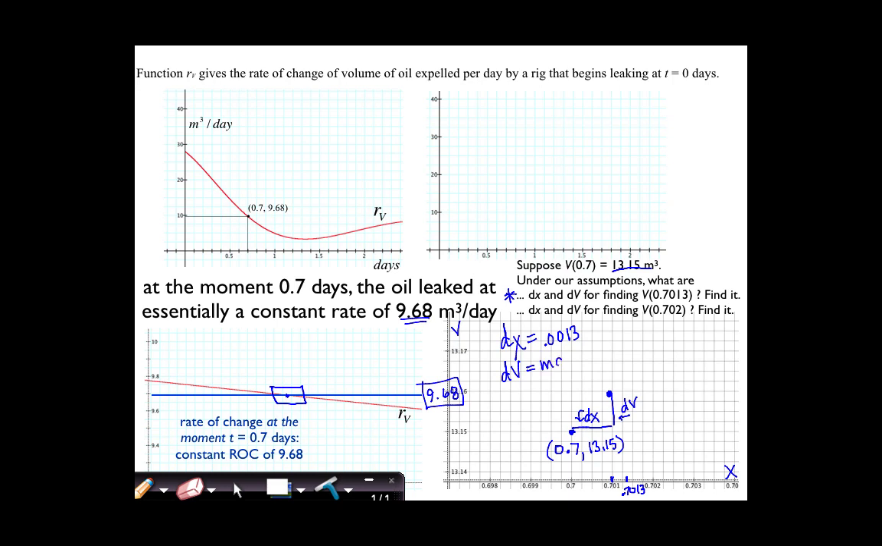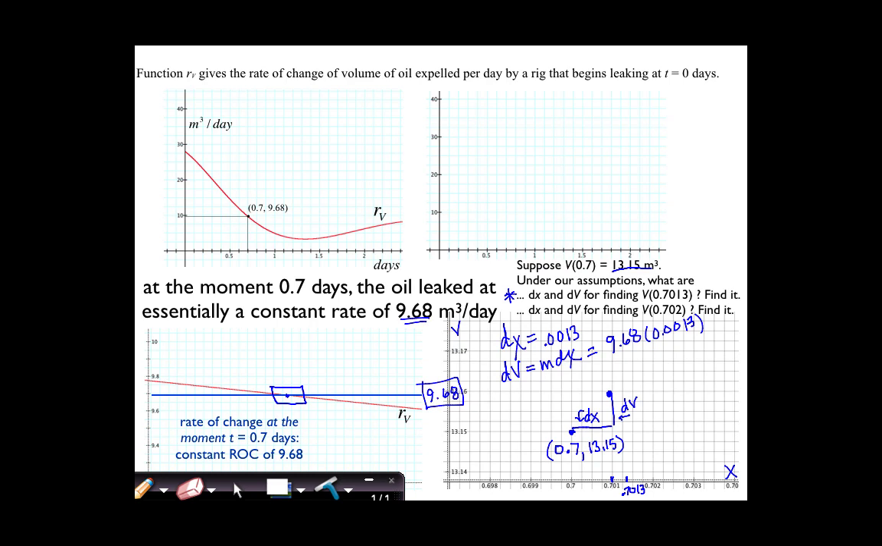It's supposed to be m dx, right? We've got a constant rate of change, which, if we look at small increments of time here, we've got a constant rate of change. So m dx, I just figured out dx, our m is 9.68. Now, I'm just going to write this as a computation, but dV here would be 9.68 times 0.0013. All right, so it's a small additional amount of oil that's leaked during this small move forward in time.